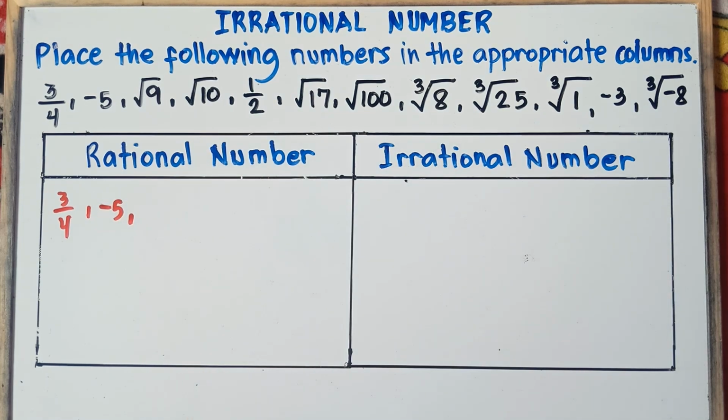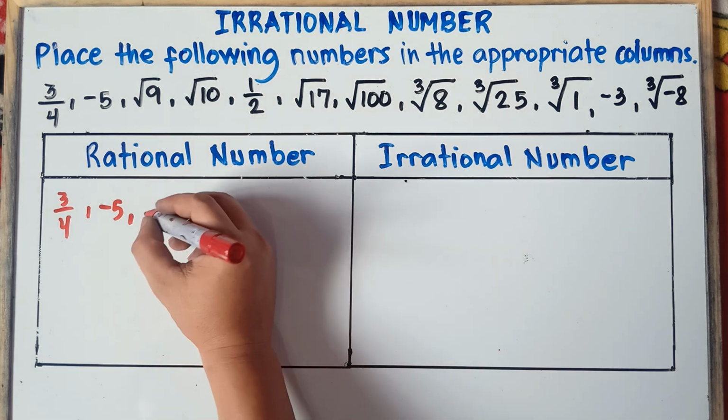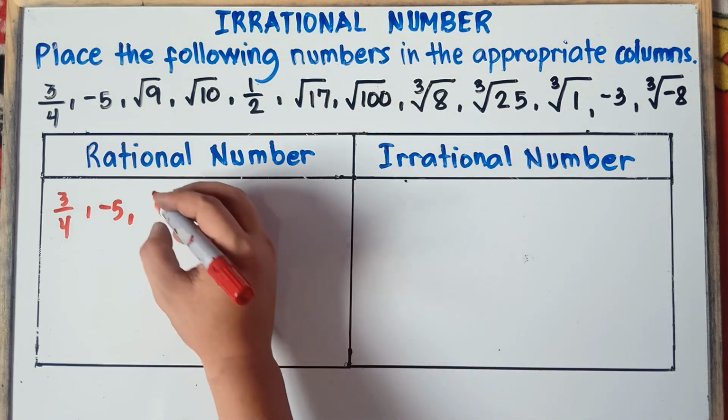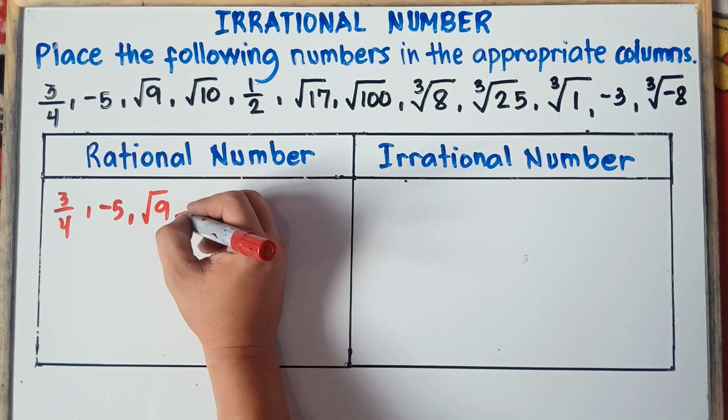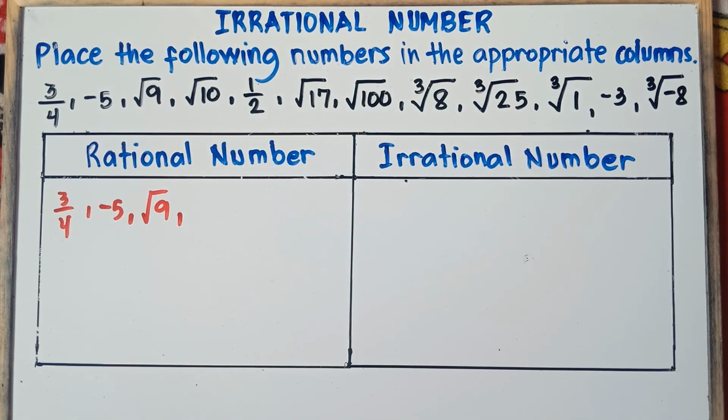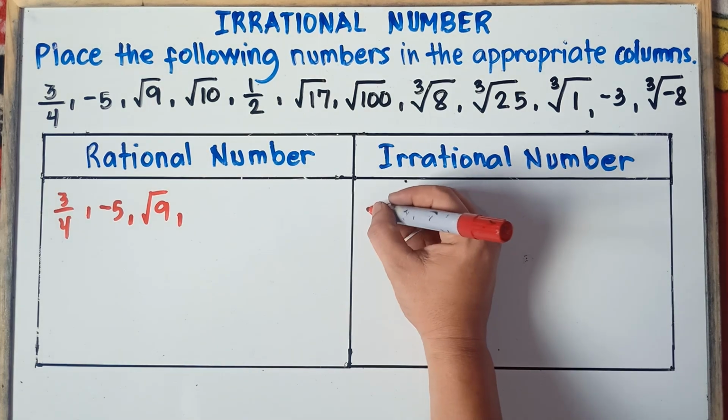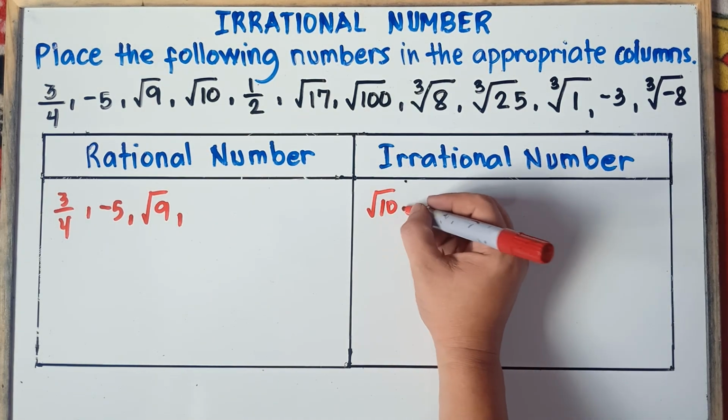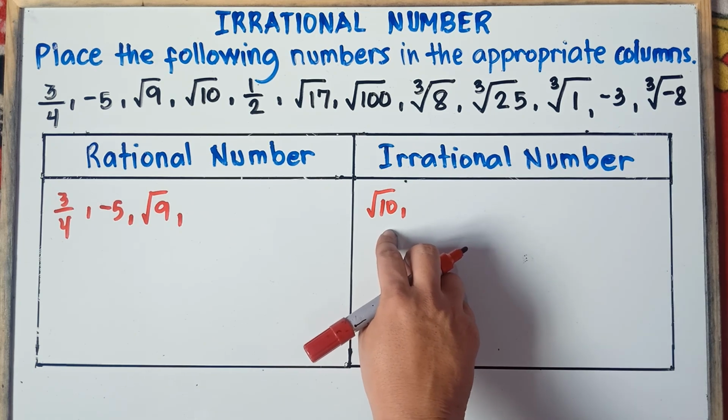Square root of 9. Is 9 a perfect square? Yep, 9 is a perfect square. Therefore, square root of 9 is a rational number, because the square root of 9 is 3. How about square root of 10? Is square root of 10 a rational or irrational number? That's correct. It is an irrational number. If we get square root of 10, the answer, class, is non-terminating decimals, because 10 is not a perfect square.